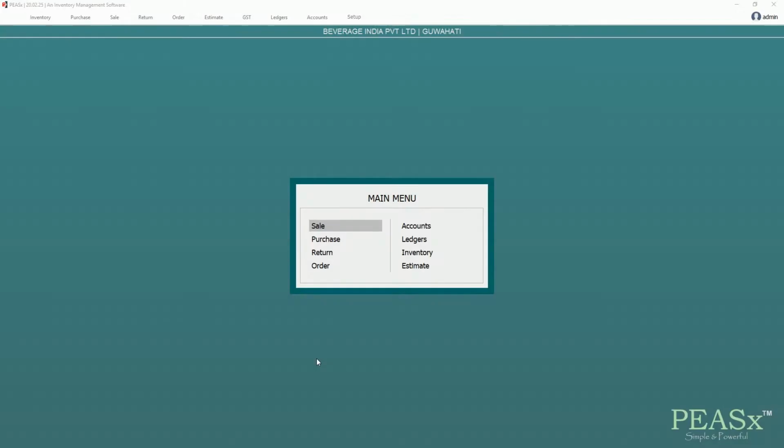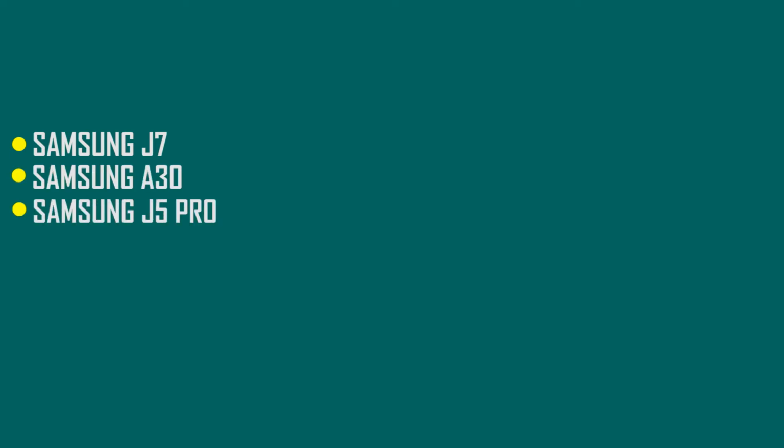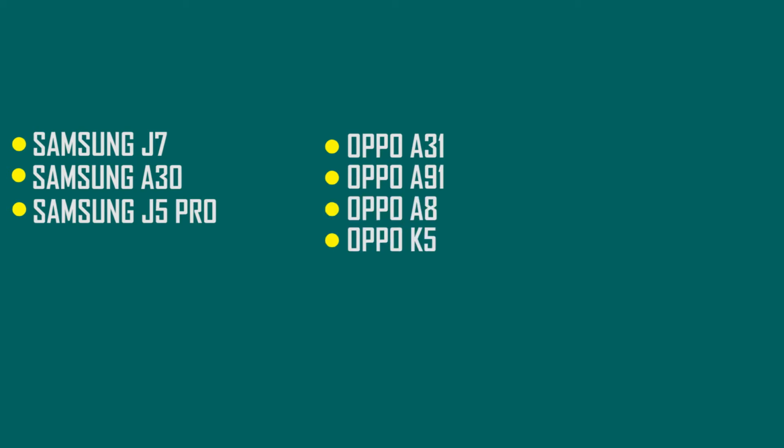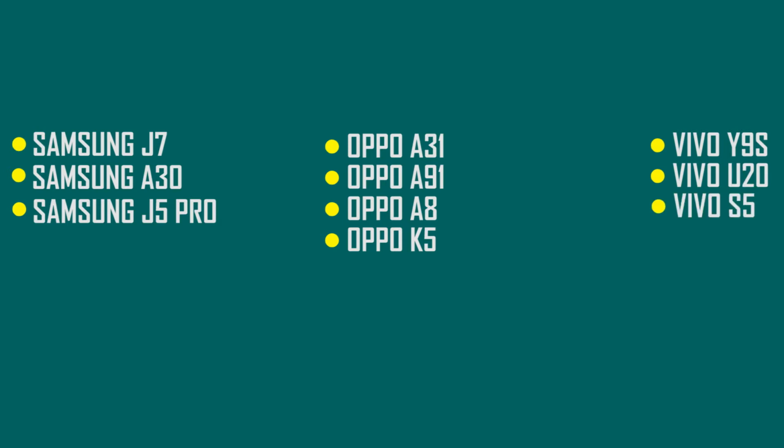Let's understand the basic hierarchy of inventory. Inventories are divided and classified with groups and categories. Let's take an example. Suppose you used to sell these products: Samsung J7, Samsung A30, Samsung J5 Pro, Oppo A31, Oppo A91, Oppo A8, Oppo K5, Vivo Y9s, Vivo U20, Vivo S5.